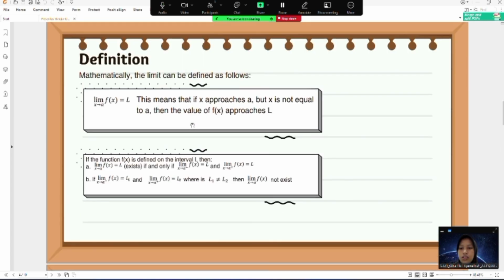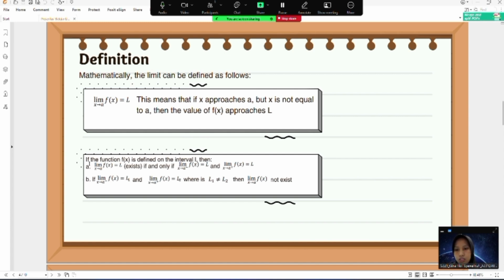Okay, next I will explain to you about the definition. So, mathematically, the limit can be defined as follows. Here we have two definitions, and for the first one is limit as x approaches a for f(x) equal L. This means that if x approaches a but x is not equal to a, then the value of f(x) approaches L. That's for the first definition.